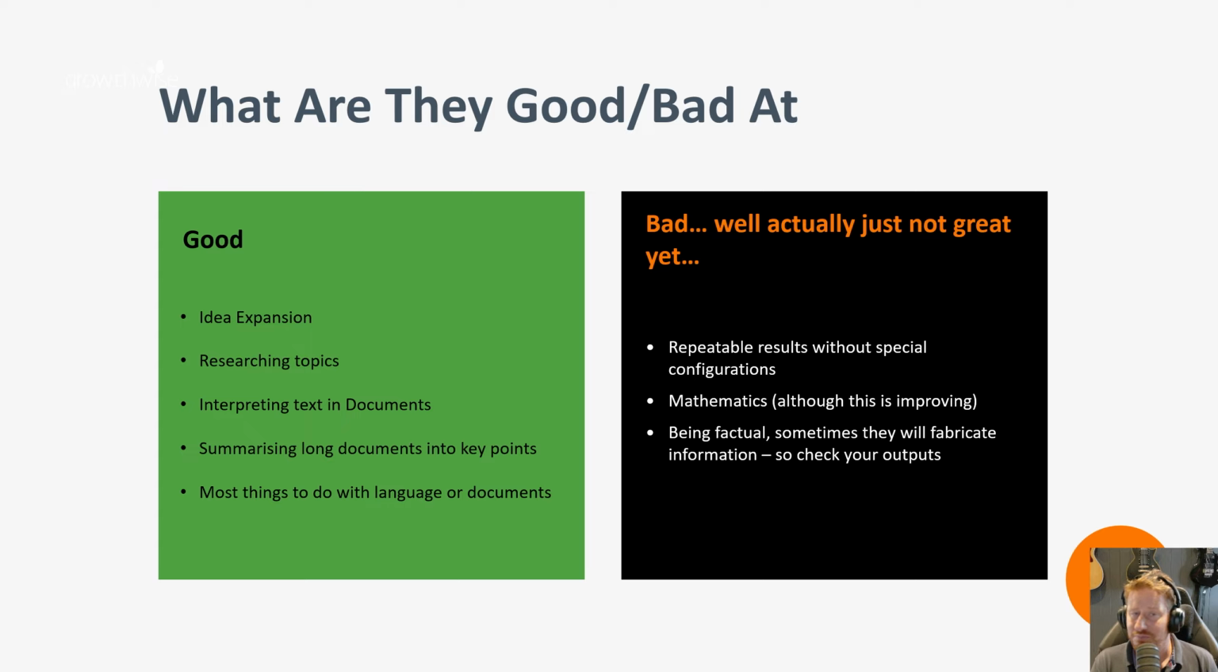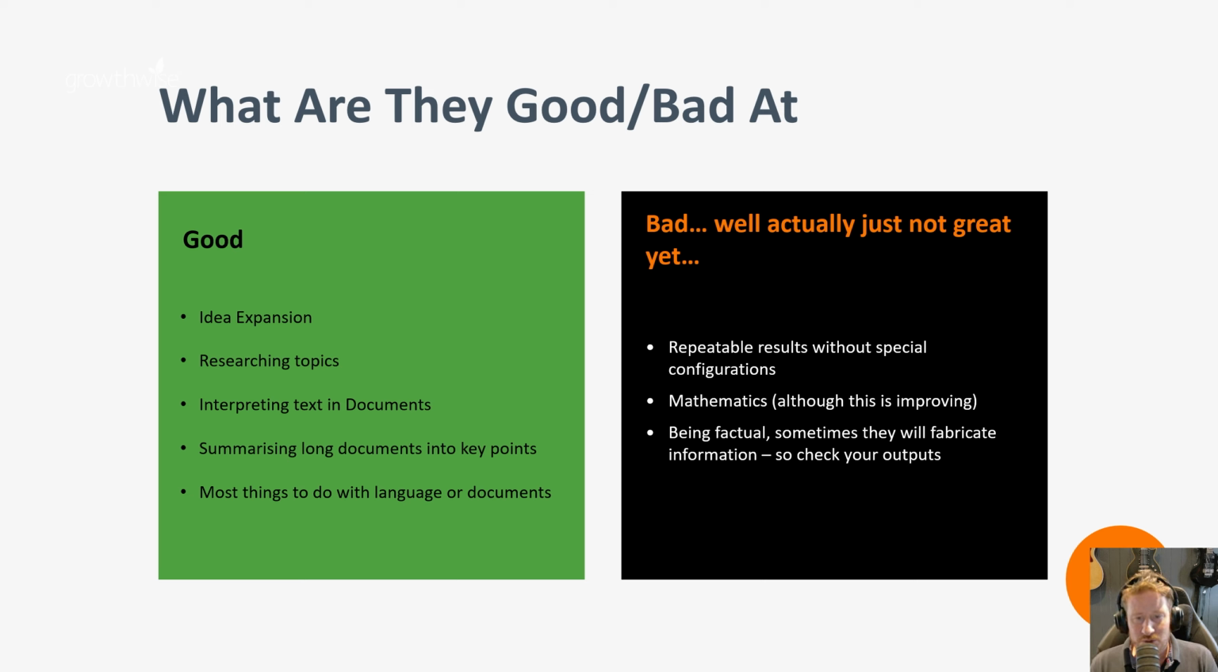So some things that they're good at, so idea expansion. So you've got a new idea, you've been talking with your mates about it, and you just think, okay, I'm not really getting as challenged as I wanted on that. You might be able to use an AI tool to go back and forth with to get some additional ideas or get really, really challenged about what that idea may be. Some of the other things that we have on here, researching topics we've already went through, interpreting text in documents like the lease example. Anything to do with language, they're normally quite good at.